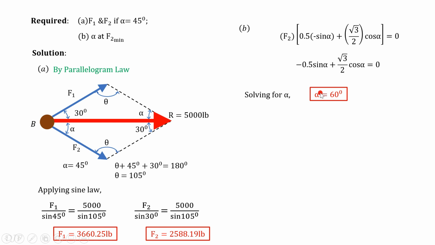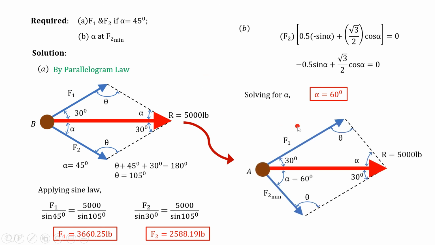Since we now have alpha, just to visualize, we can redraw this figure so that it will have the same condition as indicated in the second question. So let's redraw this figure. The second condition will look like this. So f sub 1 is still inclined at 30 degrees, and for f sub 2 to be minimum, the value of alpha should be equal to 60 degrees.